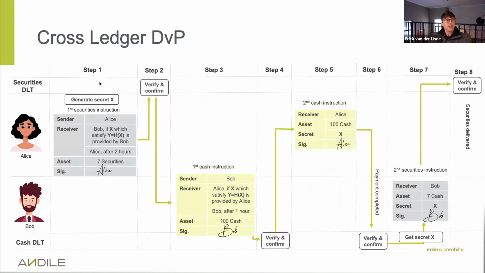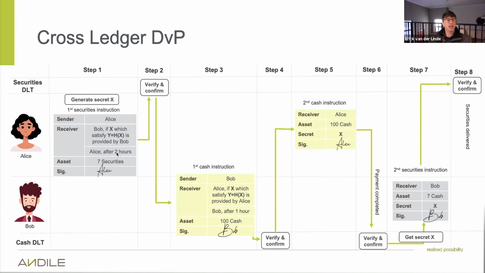Okay, so the first step that we have is Alice now generates a secret X. She's going to make use of a hash lock. And she creates the first securities instruction that will be used in this process. She states that she will be the sender, Bob will be the receiver, but if and only if Bob can provide an X which satisfies Y equals the hash of X. So she ensures that Bob has to provide X in order for him to receive these securities.